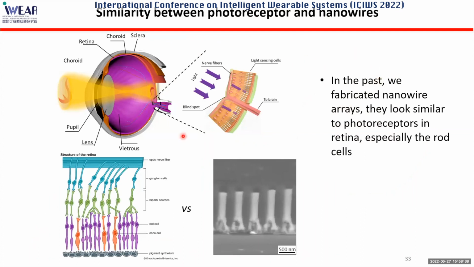All right, but if you look at our human eye, which has a curved, hemispherical image sensor, we call it the retina. If you look at the structure of the retina, there are light sensing cells, photoreceptors. Xiaodong also mentioned that. These photoreceptors are typically rod cells and cone cells. It's a 3D integration of the photoreceptors, very much similar to the nanowire array I just demonstrated.